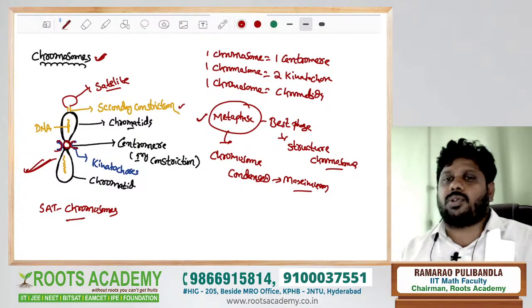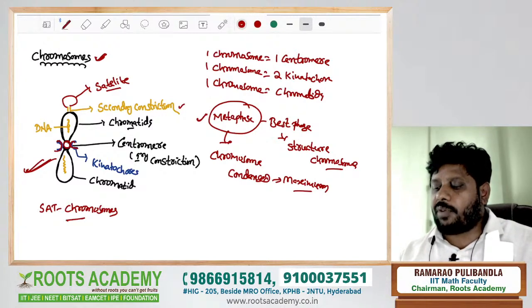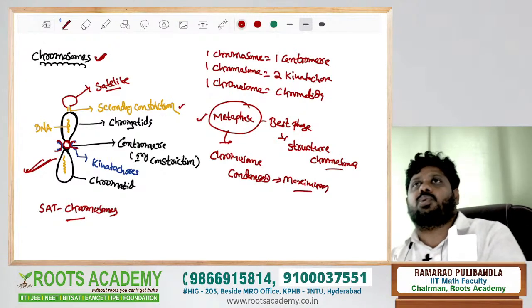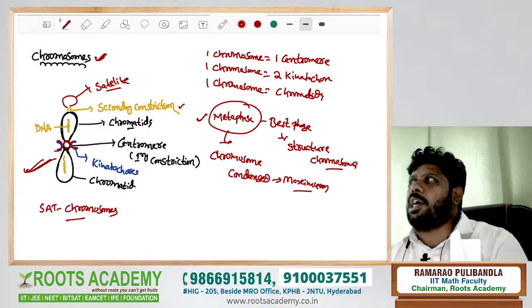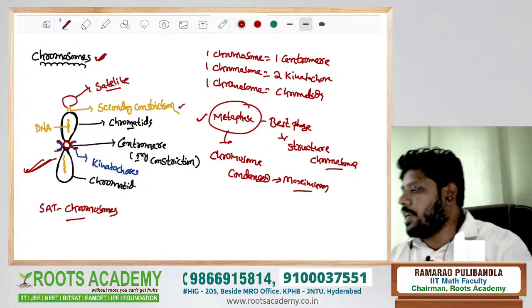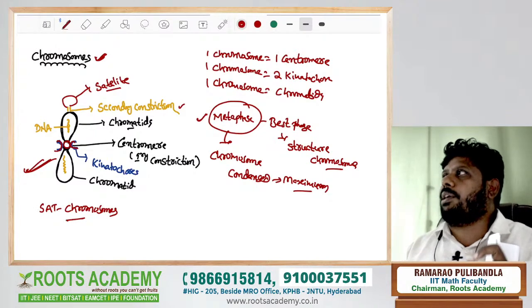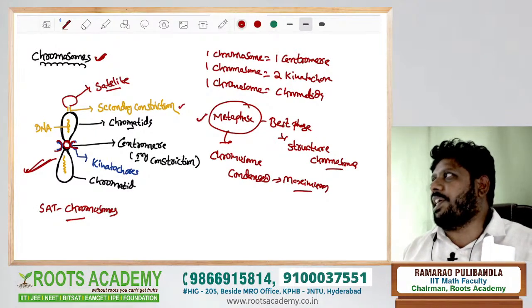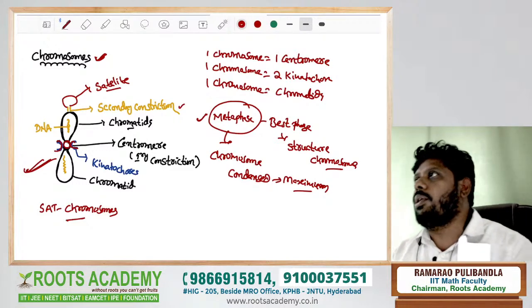So the chromosome is condensed maximum, that's why metaphase is the best phase to study it. When maximally condensed, the chromosomes are visible very clearly. When maximum condensation happens, that material is visible very clearly. That's why metaphase is the best phase to study the structure of the chromosome.